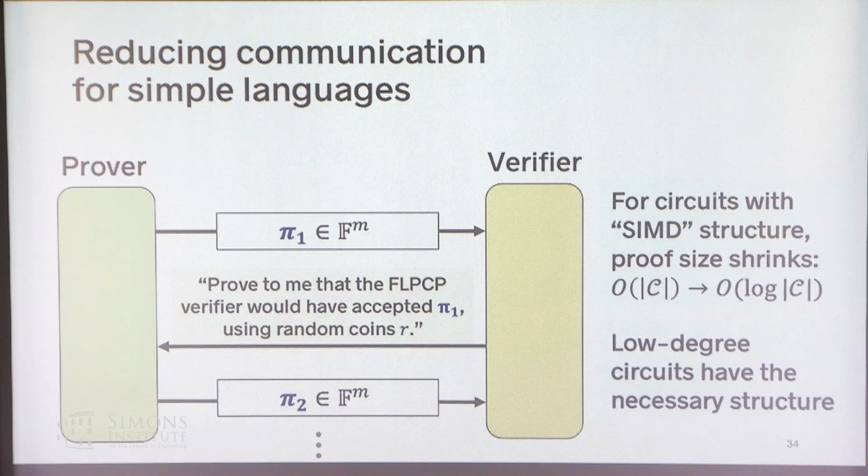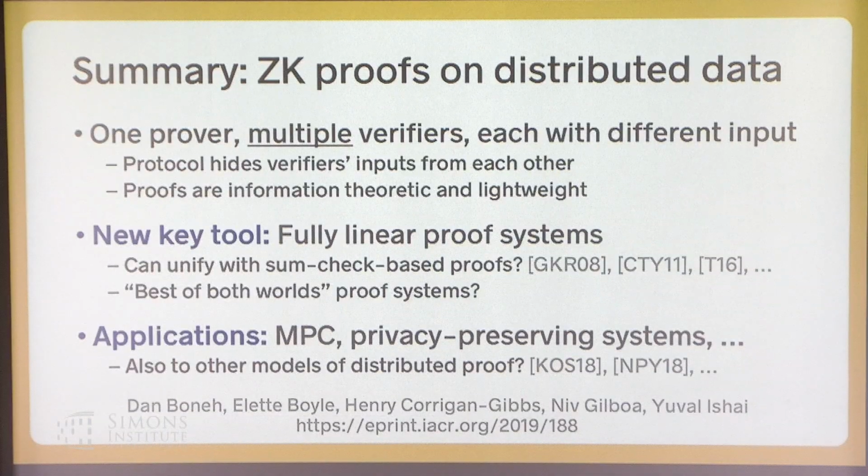So if your circuit has a lot of structure, then it's amenable to this kind of recursion, and it turns out that low-degree circuits do have this structure. Okay, so that's what I wanted to say. So this has been about zero-knowledge proofs on distributed data in the setting of one prover and multiple verifiers. The proofs that you get are information theoretic and super lightweight. And I hope that this idea of a fully linear proof system made sense.